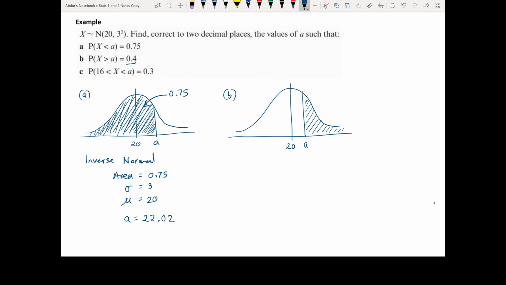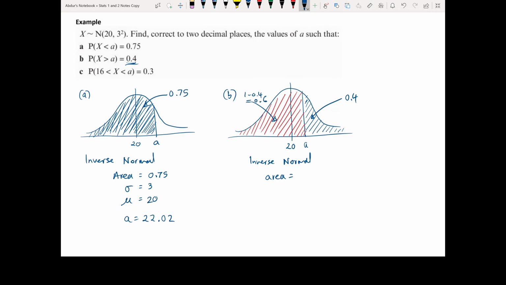Now, remember, when we use the inverse normal function on our calculator, the area that we can input will only be the left-hand side. The calculator will only input this left-hand side area, and so this is what we must work out first before we can go to our calculator. If we know this area, which is given to us, is 0.4, and we know the total area under the curve is 1, then we can work this area out relatively easily. It is 1 minus 0.4, which is equal to 0.6.